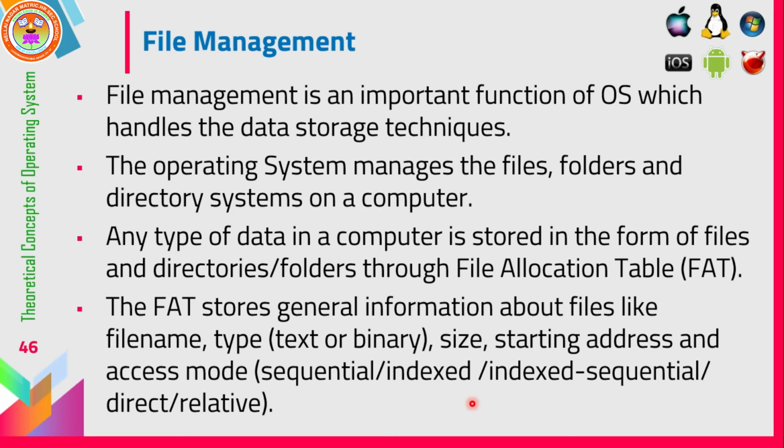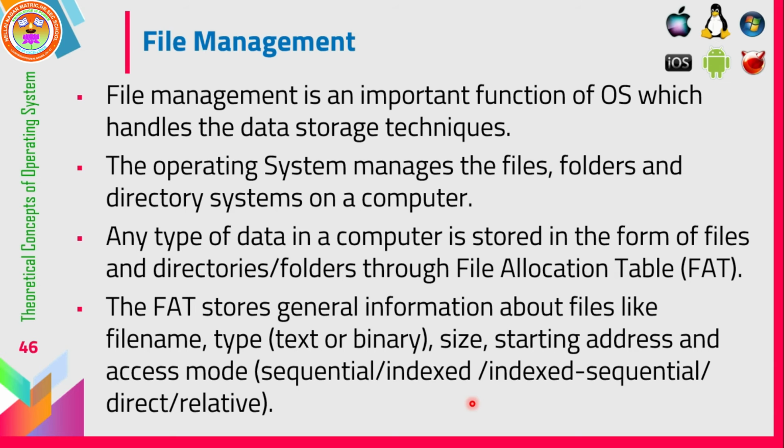Point number two: the OS manages the files, folders and directories of your computer. Each and every file, folder and directory should be managed. Third, any type of data in a computer is stored in the form of files and directories through the file allocation table. What is the difference between a file and a directory? A file contains data and information. A directory is a collection of files or folders. Directory is another name for folders.